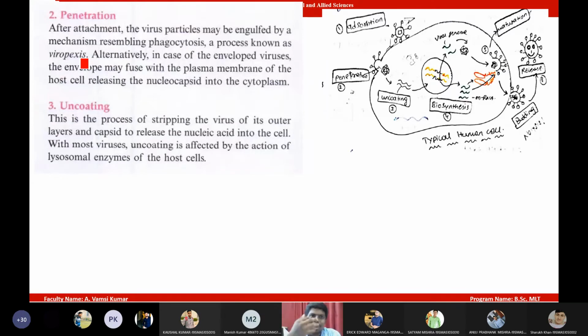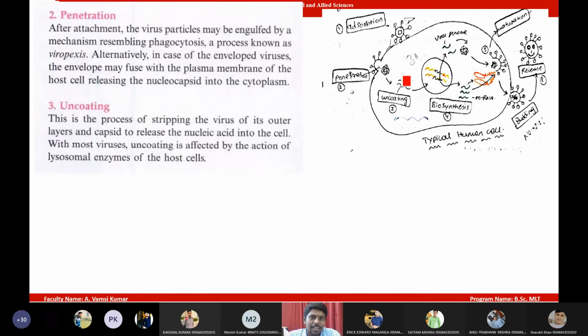Whereas enveloped viruses, how do they enter the cell? They will fuse with the cell membrane. That's it. Enveloped viruses will fuse their envelope into the cell membrane. Due to that, the membranes fuse and only the viral capsid will enter into the cell. So this is how the virus will penetrate into the cell.